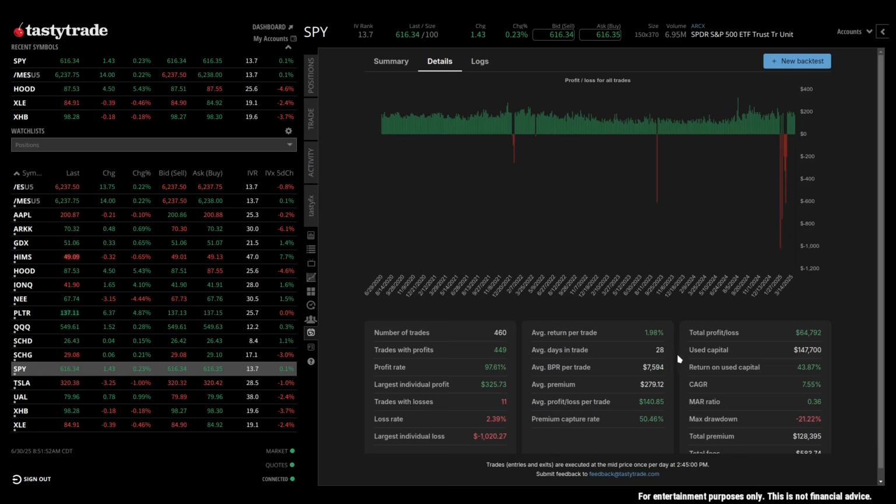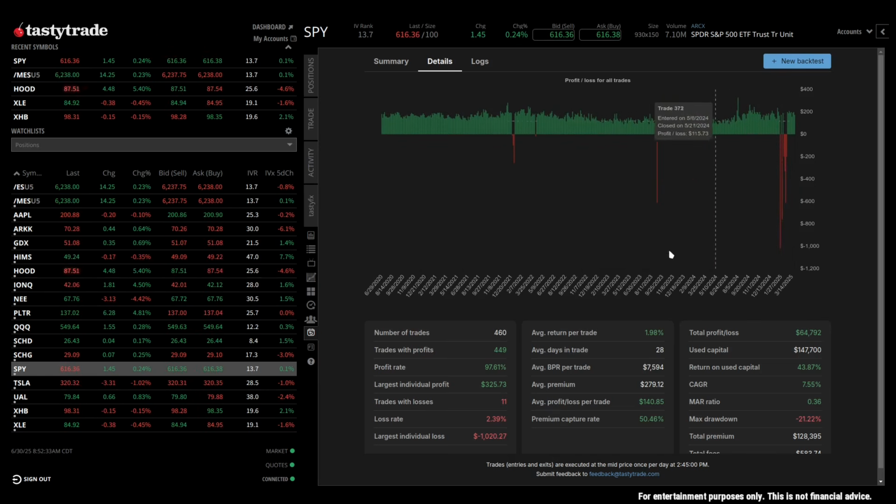Average days in the trade, 28. So with those conditions, 10 deltas at 90 DTE, taking it off at either a 50% winner or at 21 days, our average time in the trade is 28. We put on 460 trades. We won on 449 and only lost on 11 trades out of 460, putting them on every week for the last 5 years. And almost all of those were right here.